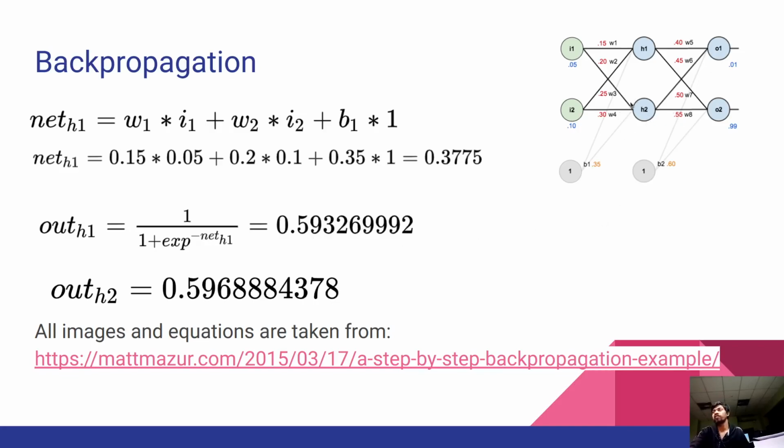Similarly, if we find for H2, this one into this one, and this one into this. Whatever edges are there in H2, we take the multiplication and then the summation, and if we again take it through the activation function, we get this output, 0.596868884378. So this will be the output here, and this is the output here.